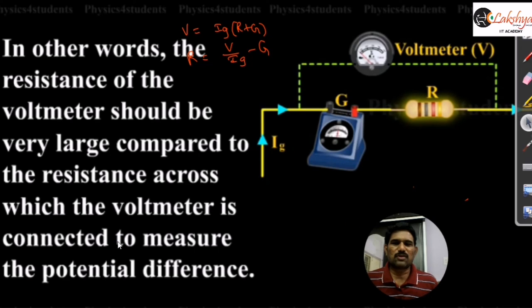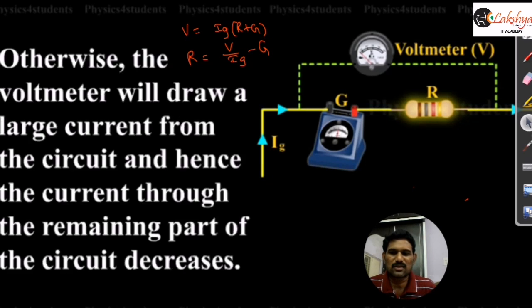So that means this voltmeter should possess a very high resistance. The resistance of the voltmeter should be very large compared to the resistance across which the voltmeter is connected, so that the accuracy of the voltmeter measurement will increase there. Got it? So that is the conversion of galvanometer into voltmeter. For conversion, you can revise, we need to connect a high resistance in series with the galvanometer.